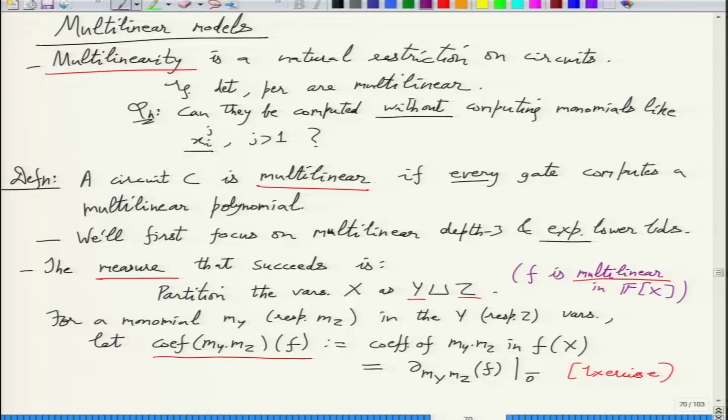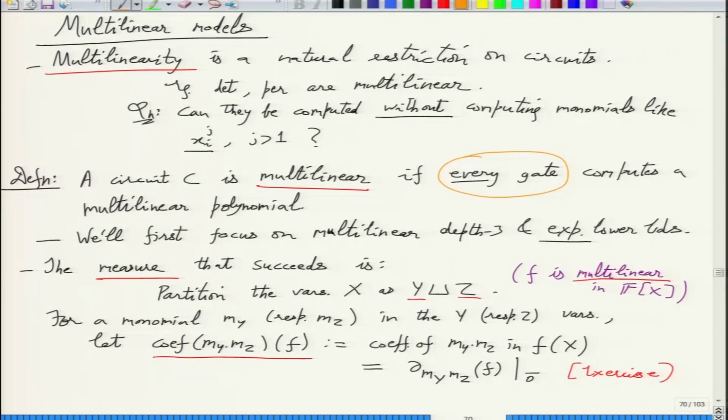So last time we started multilinear models, right? So this will obviously compute a multilinear polynomial, but the condition is that every gate in the circuit should be computing a multilinear polynomial. So sometimes this is also called a syntactically multilinear circuit.